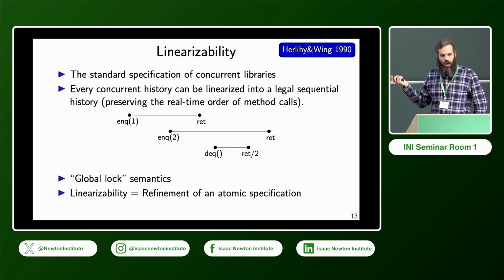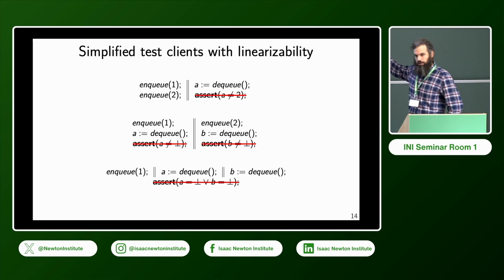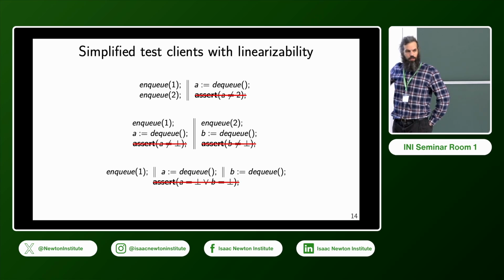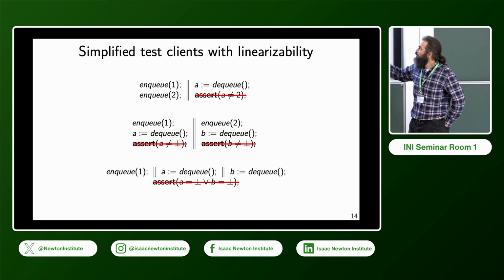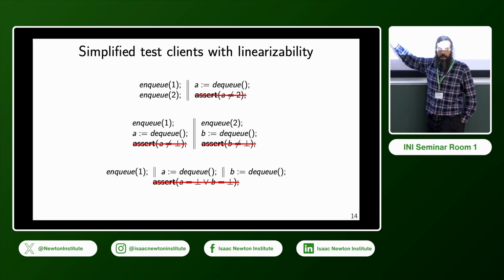So how does linearizability help us? Well, if we had a tool to verify linearizability, we would go back to the clients that we had before, and we would delete all the assertions. We don't need to write them, in the sense that these assertions are checking for particular bad executions, particular non-linearizable executions of the program. And if we were to check linearizability for all of these clients, among the things that we would check would be these assertions.